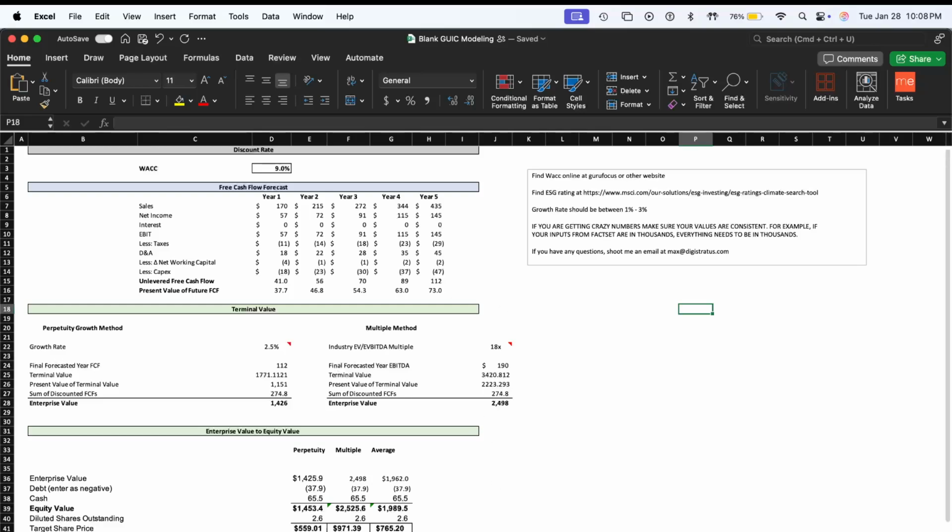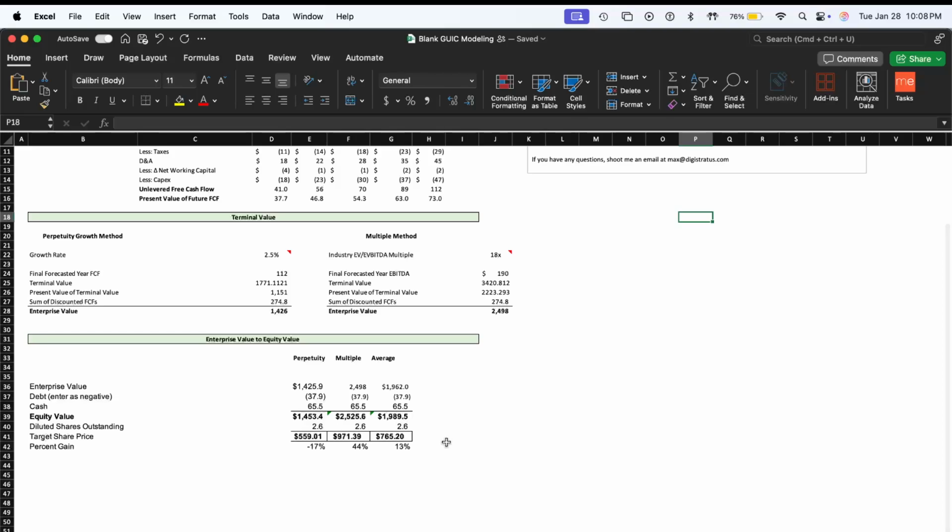The goal of this DCF is to not be insanely complicated, but still provide a valuable valuation for the company.